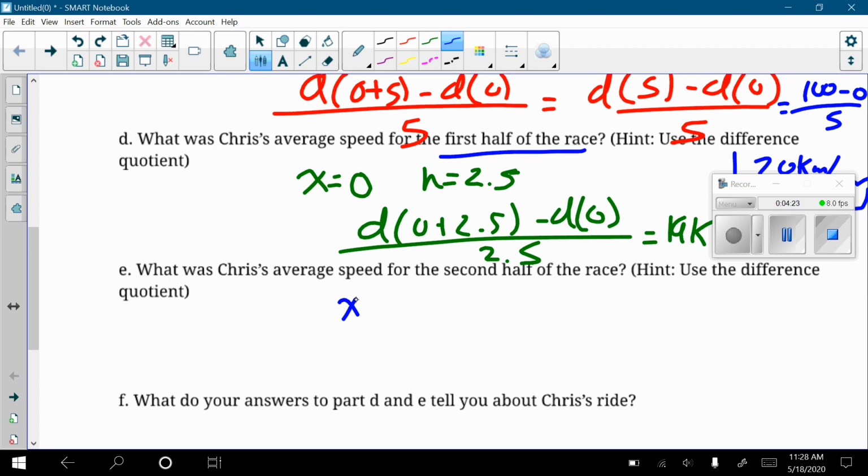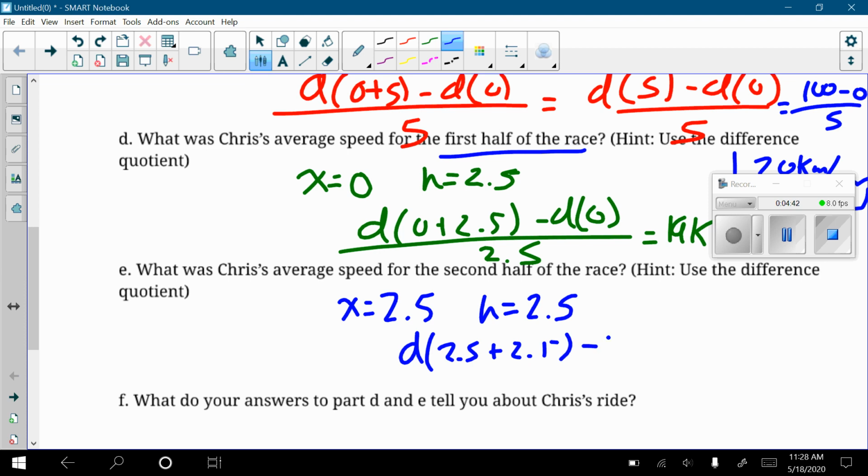Well, what's the first x value I'm going to use? Well, I'm only doing the second half, so the first x value is going to be 2.5 hours in. And then I'm going to take another measurement. I'm going to find the slope between x is 2.5 and x is 5, which is 2.5 hours later. Do my difference quotient. D of x plus h minus d of x all over h.